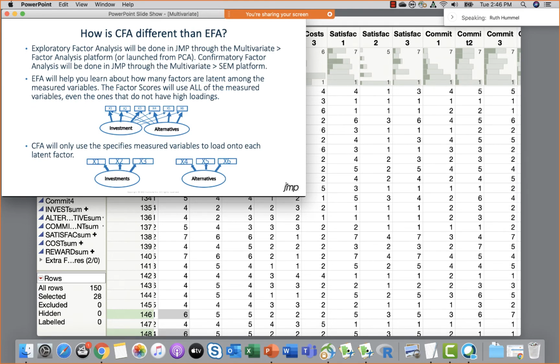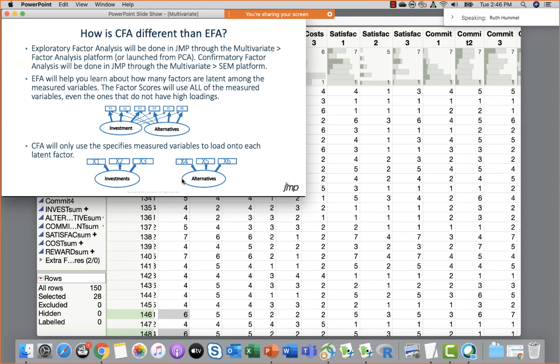Now, how is confirmatory factor analysis different than exploratory factor analysis? This is the idea that when we do an exploratory factor analysis like we just looked at, every variable is getting fed onto all of the factors. So even if x1, x2, and x3 are mostly about investment, we still put a small component back on the alternatives. And x4, x5, and x6 are mostly about the alternatives, but we still put a little component back on investment. So we don't fully separate these in exploratory factor analysis.